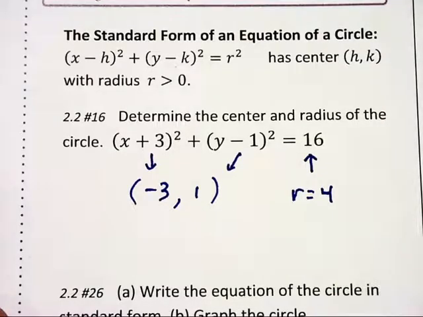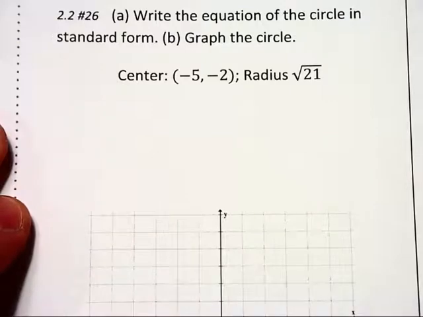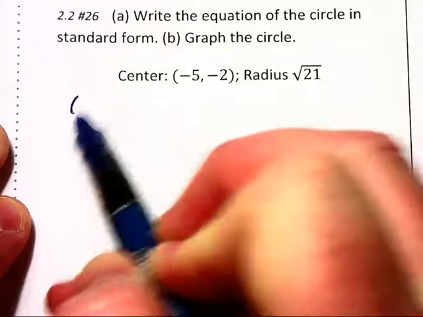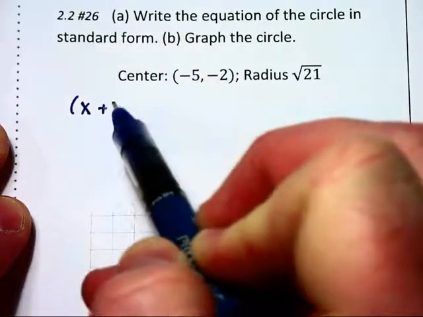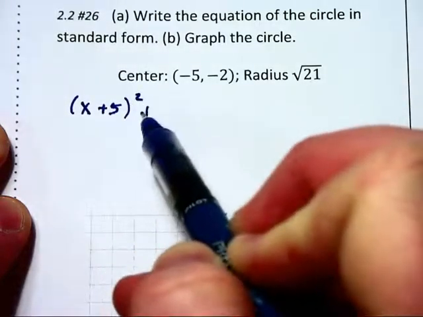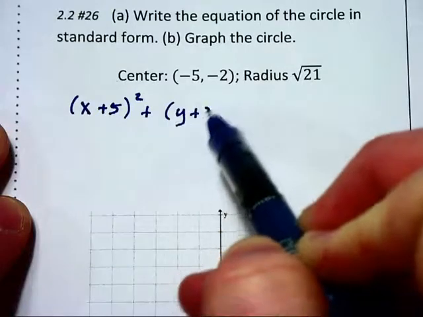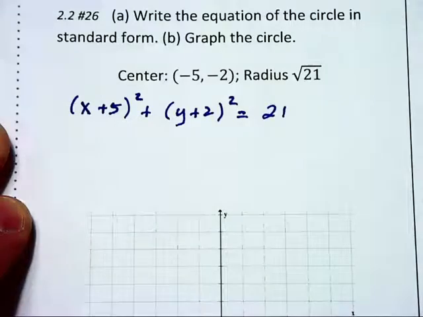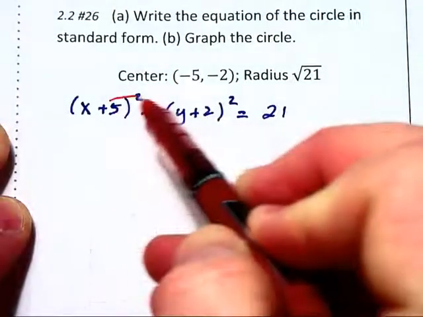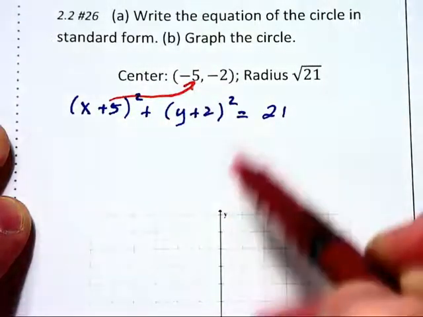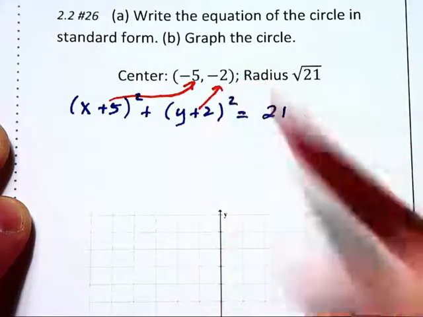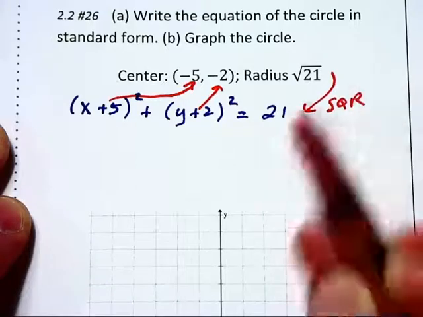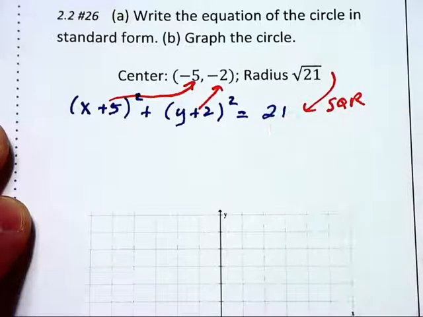It's that easy. Now let's go in the opposite direction. We have the center, so we want to change the sign back again. We want to write (x + 5)² + (y + 2)² = 21. Notice how the 5, if you were to change the sign to go back to the center, changes to a -5, and the 2 changes to a -2. And our r has been squared to get from root 21 up to 21.